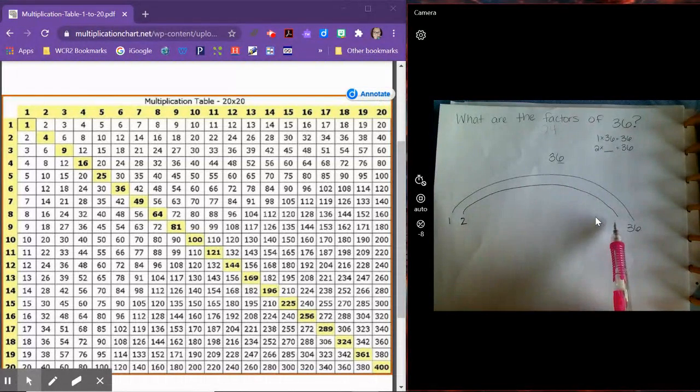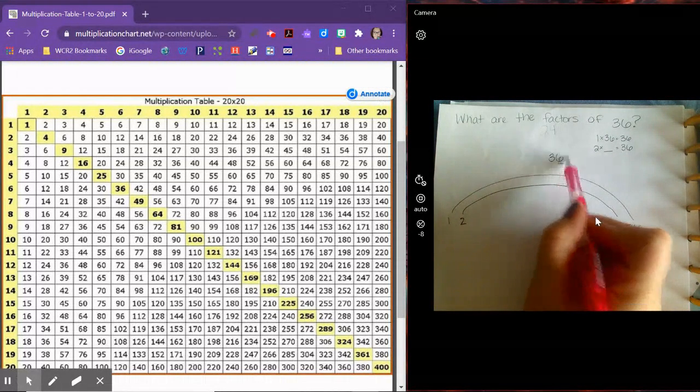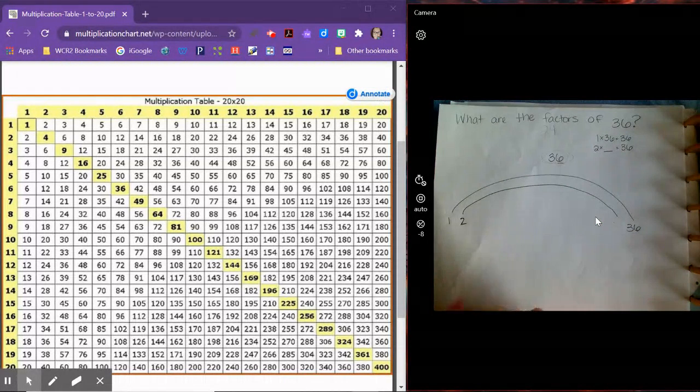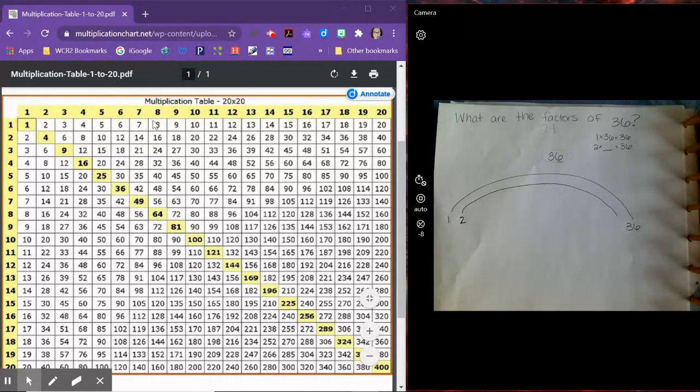So that's what this other part of the factor rainbow is. So you have ways that you can do that. You can simply think about what is half of 36, and that would give it to you. Or I can use my multiplication chart. So the way I'm going to do that is I'm going to go to the 2. So I'm looking at the 2 right here.